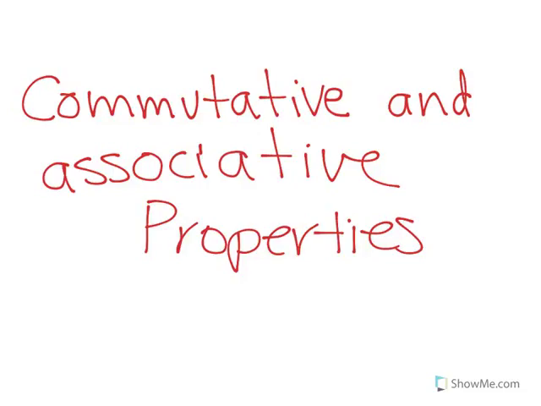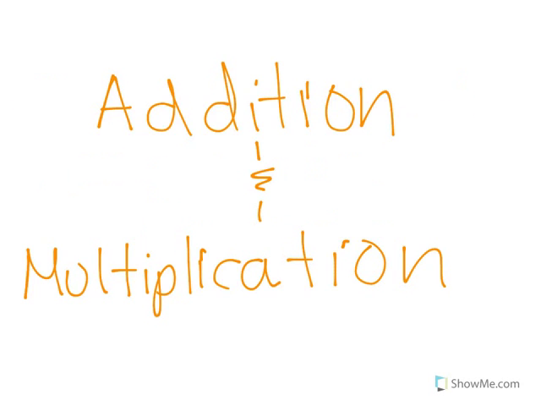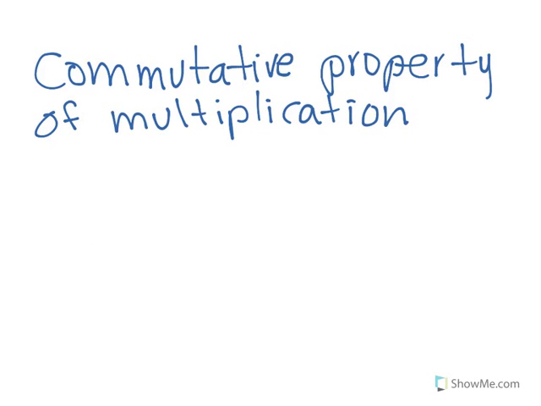Hello, today we will learn about commutative and associative properties of addition and multiplication. These are the only two operations that have these properties, so don't get confused and remember that subtraction and division do not have these properties. Very well, let's begin with the commutative property of multiplication.